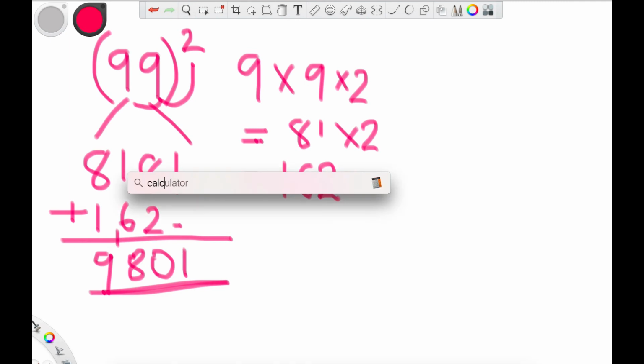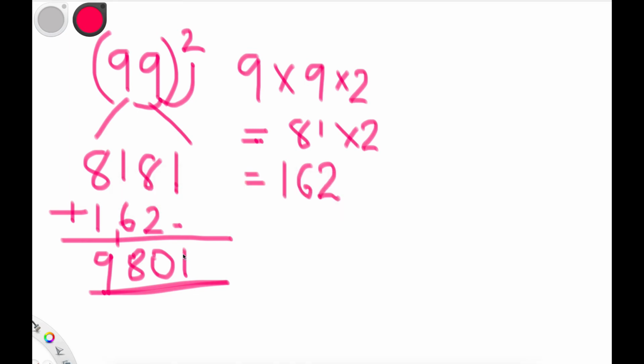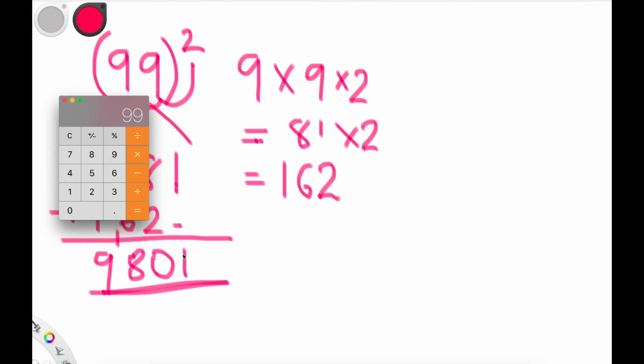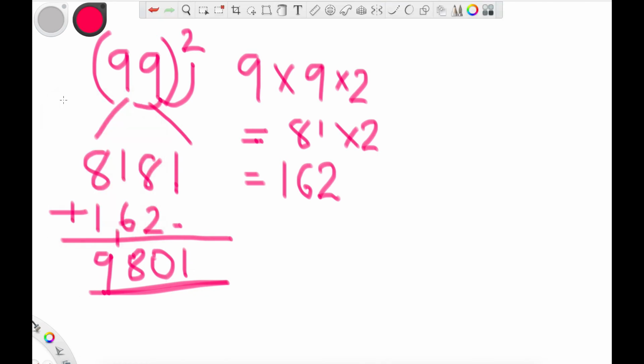It's very easy to calculate any number. So again let's check in the calculator once. So 99 multiplied by 99, 9801. It's exactly the same answer that we got. So this is a very easy tip to follow for square numbers.